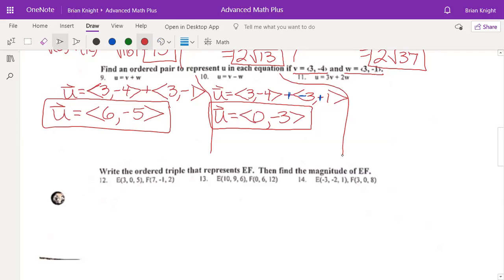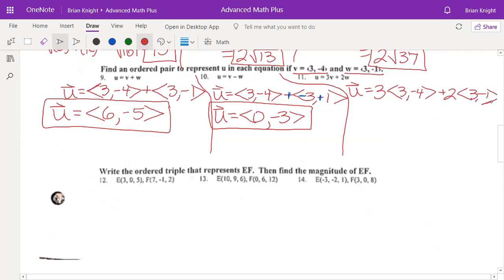11, same process, a little more work. 3 times v, and then plus 2 times w. All right, so that's going to be, let's see here, 9 and -12. And then 6, not -6, but +6 and -2. And so vector u will be 9 plus 6 is 15, and -12 and -2 make -14.